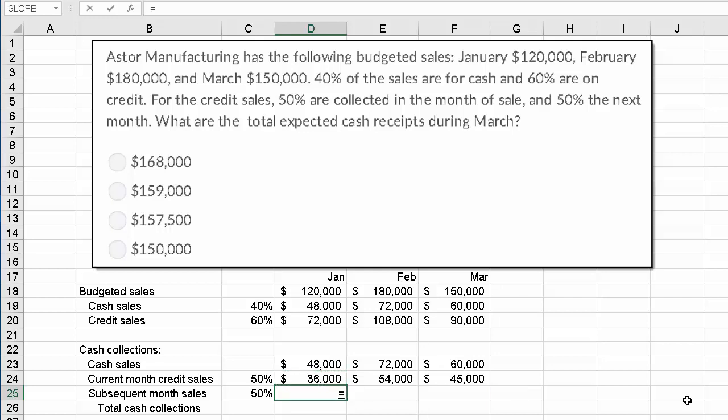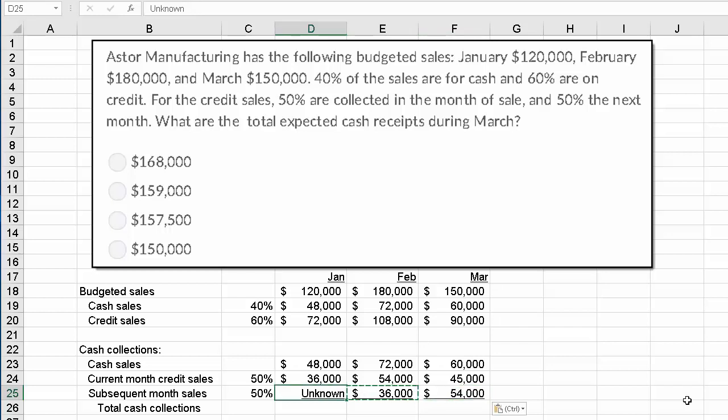Now, the subsequent month, we don't know this one, right? This one is unknown because they didn't give us December sales. But what we can do for February is know that we have to take January's credit sales, right? Month-old sales, and multiply it times that 50%. Again, I'm going to lock it in with the C and copy that over.